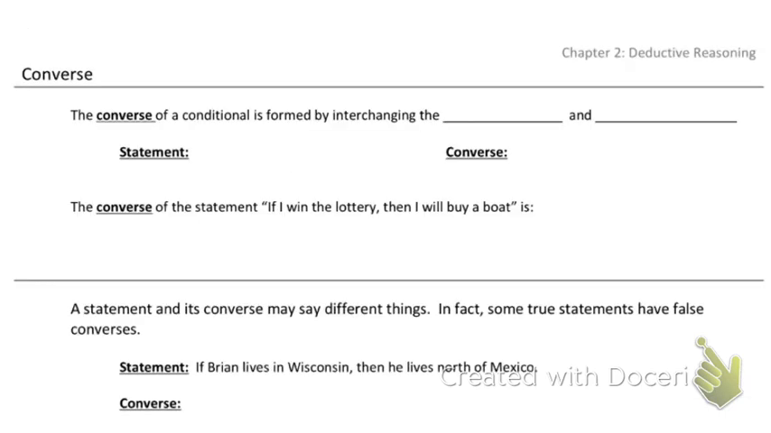All right, converses. The converse of a conditional is formed by interchanging the hypothesis and the conclusion. So you just take your conclusion and your hypothesis and you switch them. So once again, you're interchanging your hypothesis and your conclusion.